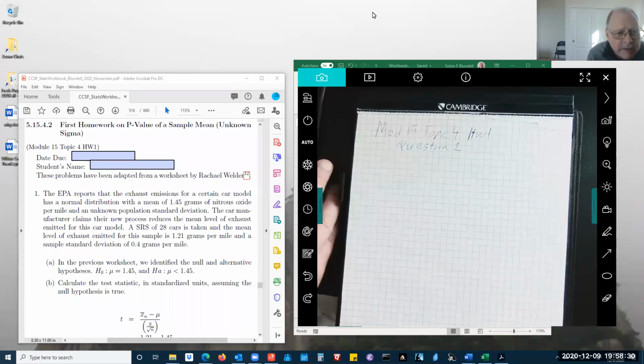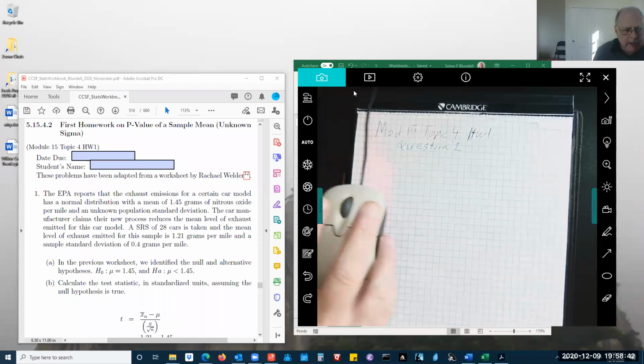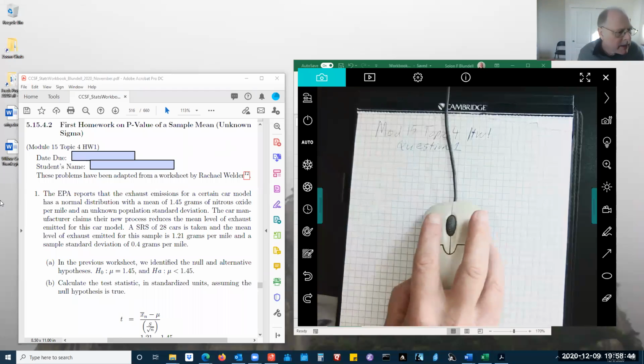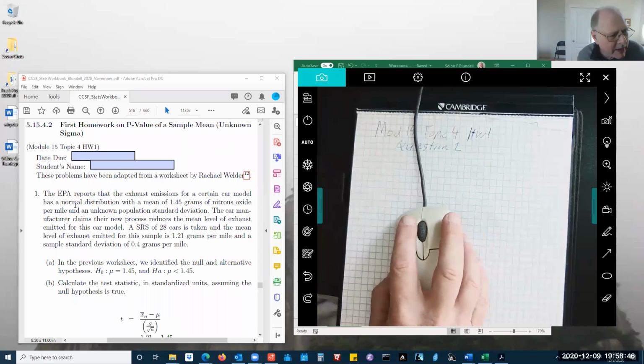Okay, so this session is a preview of Module 15, Topic 4, Homework 1. I'll just go through question 1 here, leave the rest to you guys. So it's back to our story about the EPA and the exhaust emissions.